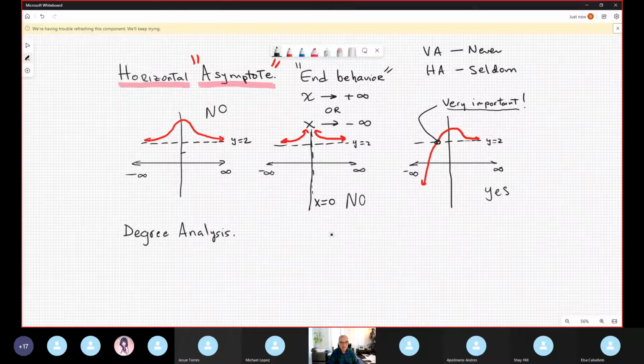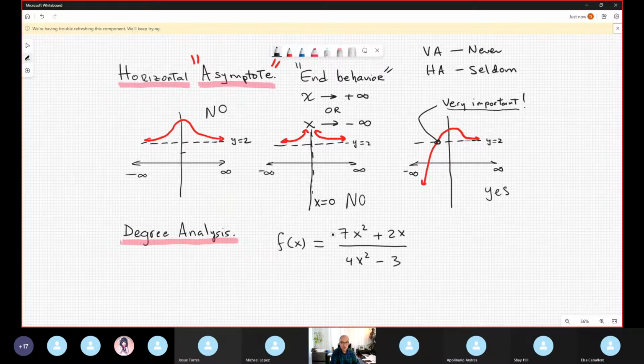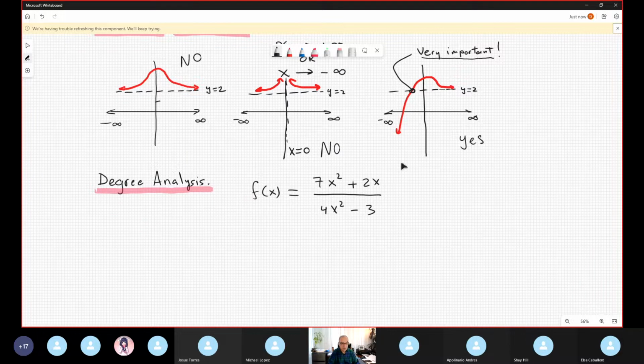So you are doing always degree analysis. Suppose that we have a function, f of x equal 7x squared plus 2x over 4x squared minus 3. And the question in front of us is, do we have a horizontal asymptote?